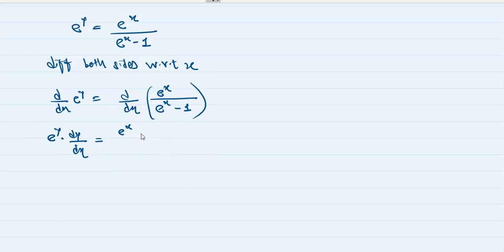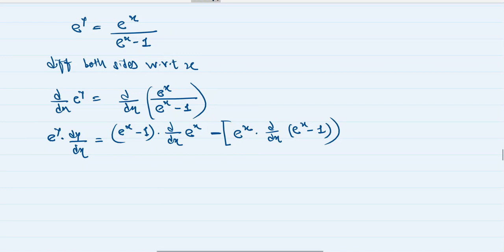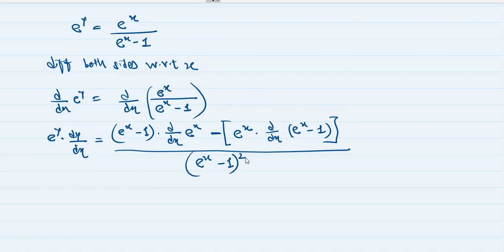So e raised to x minus 1 multiplied by d by dx of e raised to x, minus e raised to x, let me put a bracket, multiplied by d by dx of e raised to x minus 1, the whole upon e raised to x minus 1 the whole square.